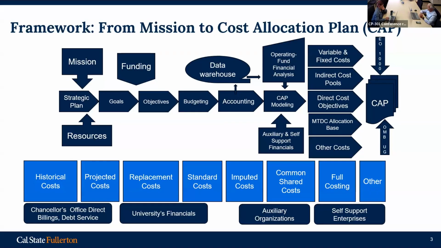And that process takes a few months. The most important thing about the cost allocation process is to distinguish between what is direct cost and what is indirect cost. And then what is the MTDC allocation base? MTDC means modified total direct cost, which means the direct cost minus capital items that you remove from the allocation process. Interest expenses, for example, or funding for deferred maintenance, things like that.